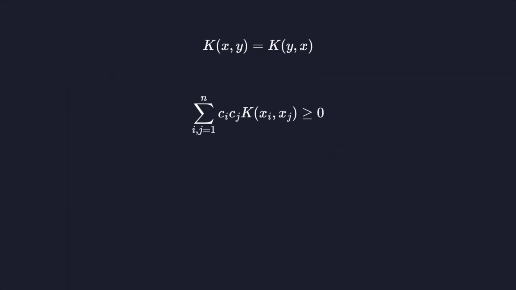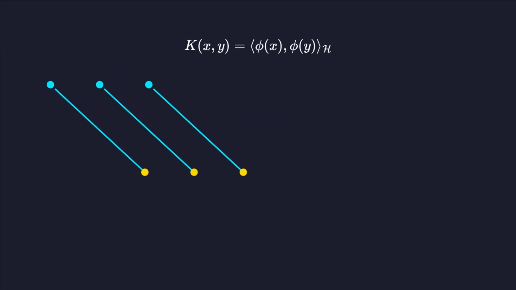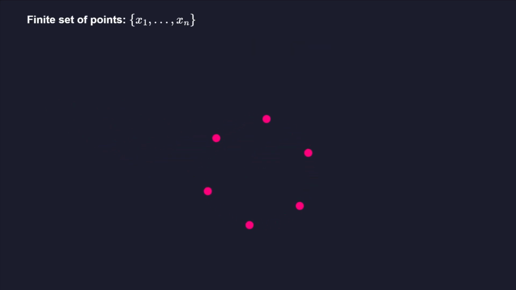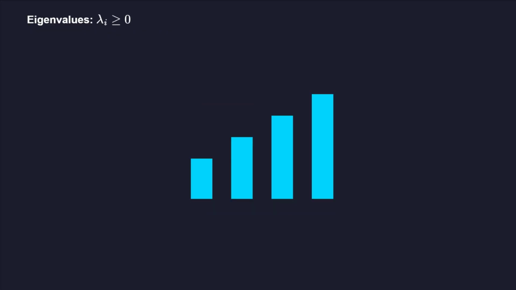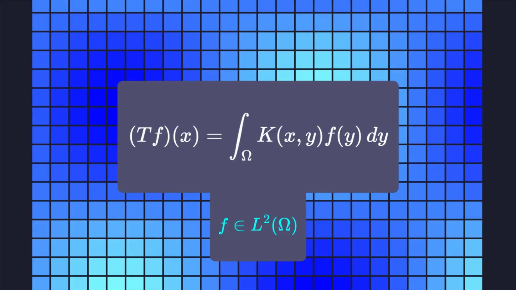The symmetry and positive semi-definiteness of a function are the requirements for it to be a valid Mercer kernel. These properties ensure that the kernel corresponds to a valid dot product in some reproducing kernel Hilbert space. Positive semi-definiteness requires that for any finite set of points, the associated Gram matrix has non-negative eigenvalues. This condition prevents the existence of vectors with negative squared lengths in the feature space, preserving the Hilbert space structure.